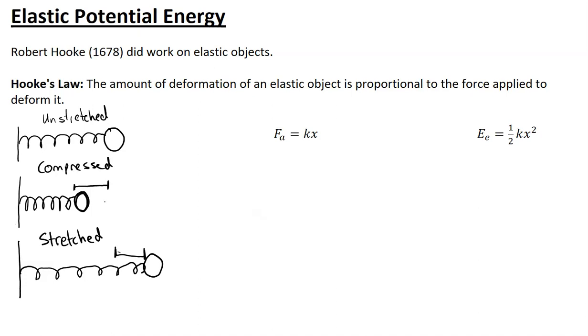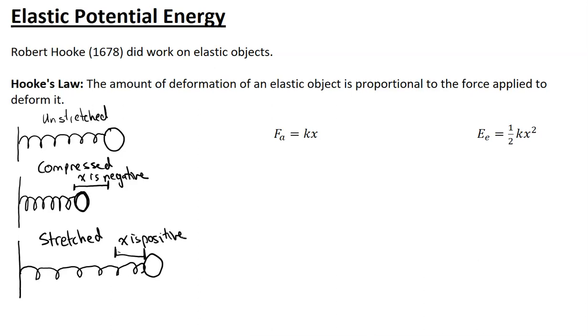So in the first case, you can see it's been compressed, and we would say that is a negative x value, or a negative deformation. And in the case of stretching a spring, we would say that the x is a positive deformation. We would say it's been stretched.